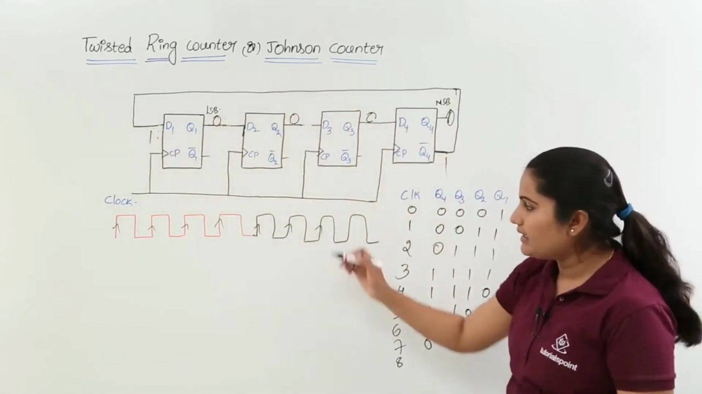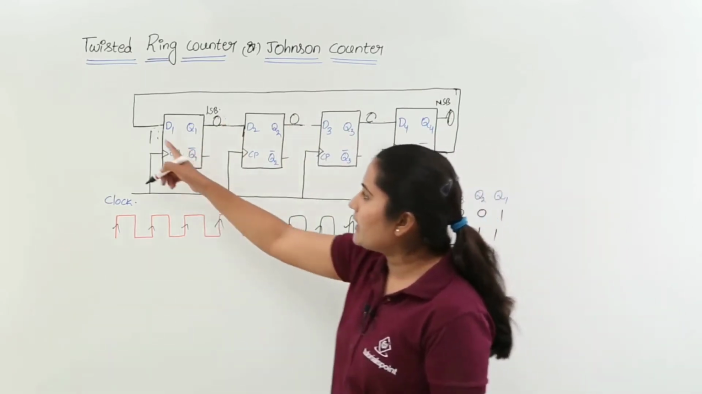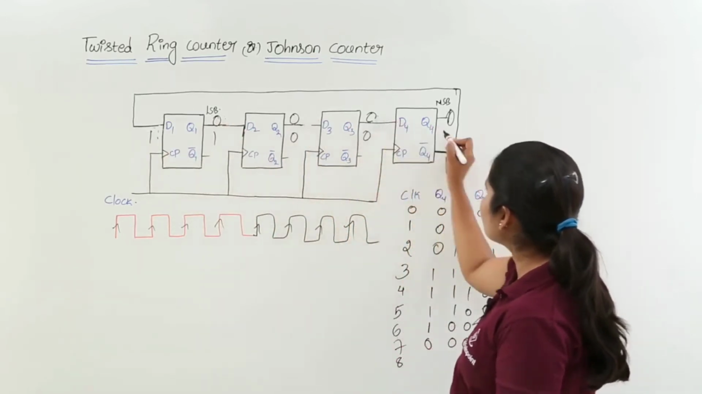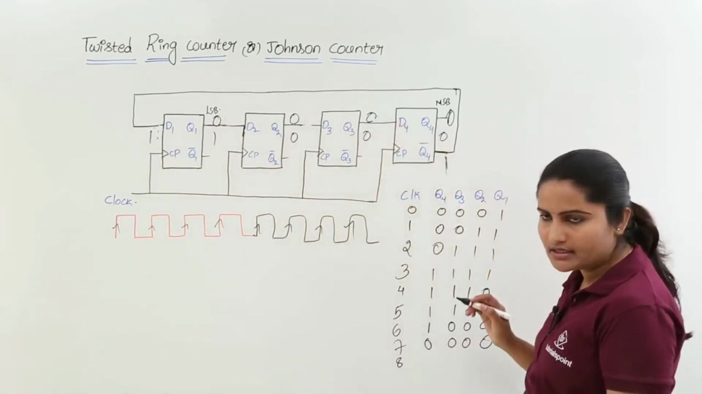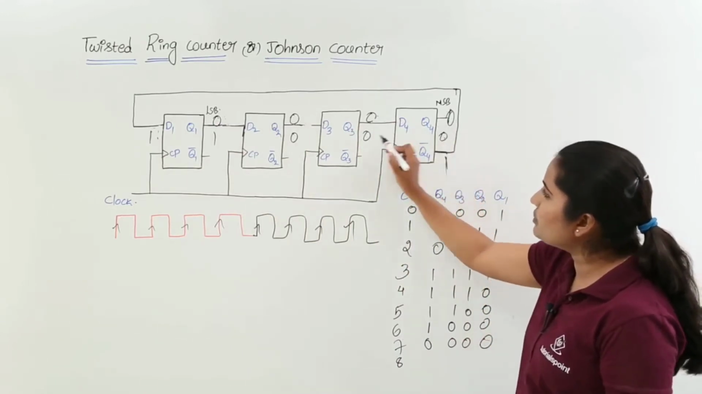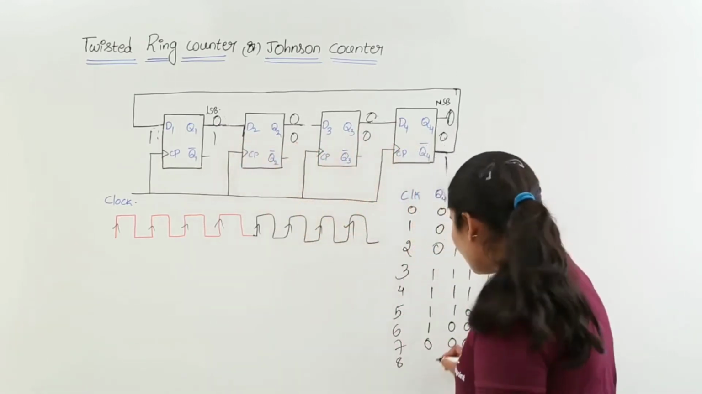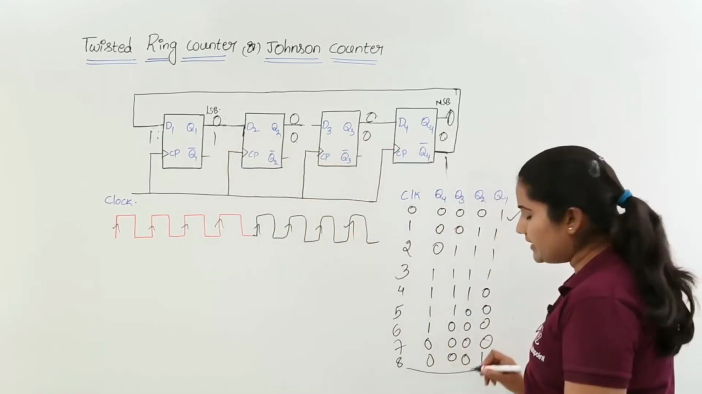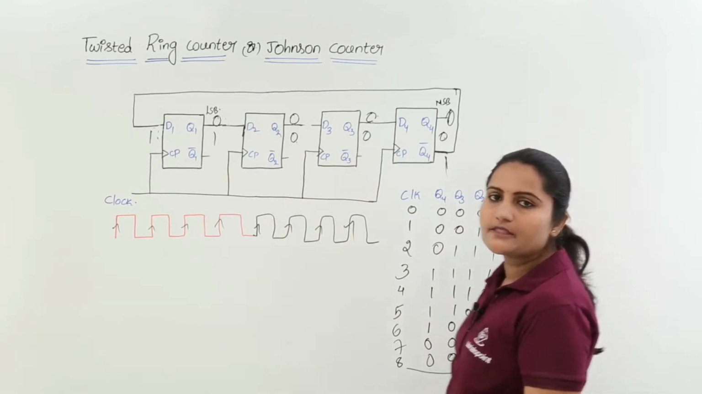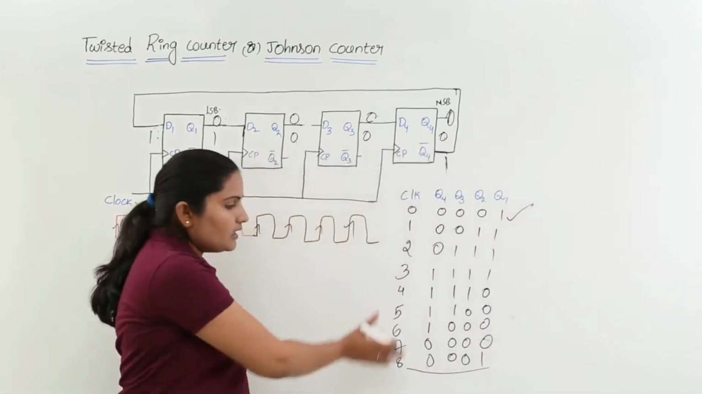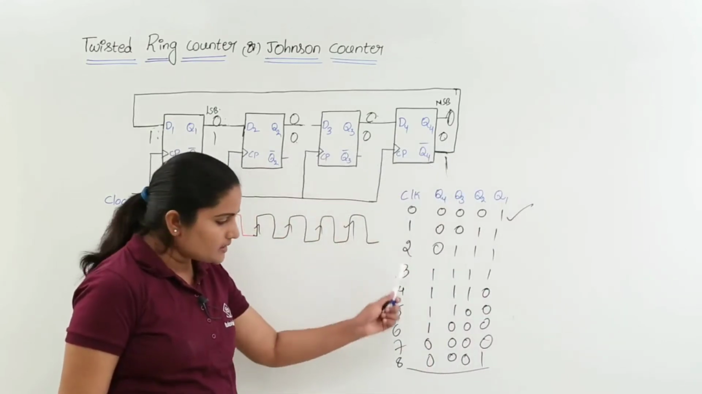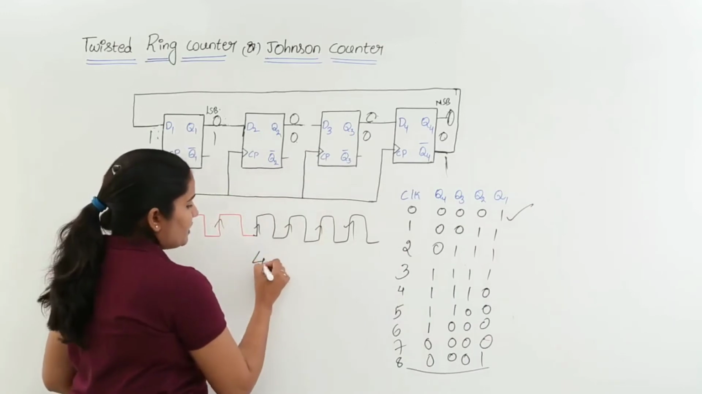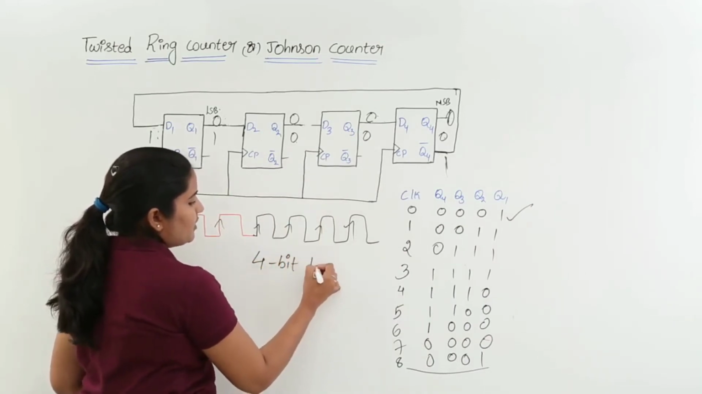If I give my last clock pulse, the 8th clock pulse, then this 1 will come here, and this 0 will come here, this 0 will come here, and this 0 will come here. This will become 1 as it is. Now you can write the outputs 0, 0, 0, 1. So 0, 0, 0, 1 means the initial state is repeated here, then the counter stops counting. How many states has it passed through? It has passed through 8 states. That means this is a 4-bit counter, a 4-bit twisted ring counter.